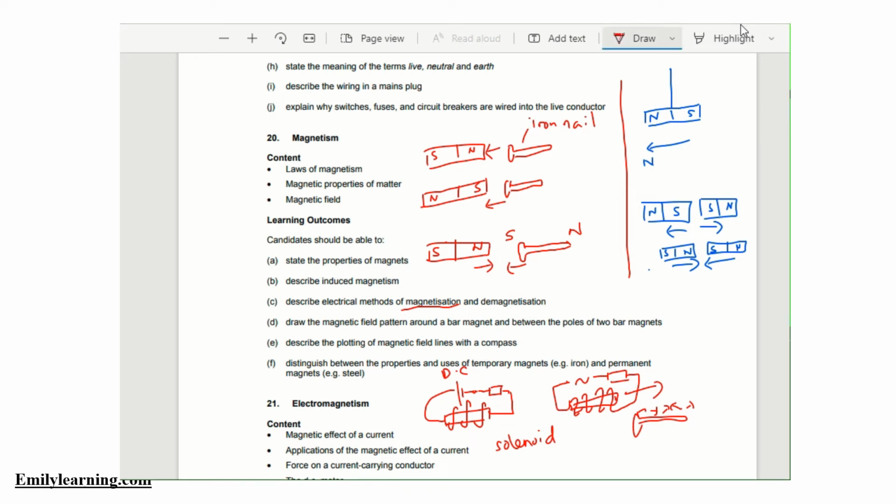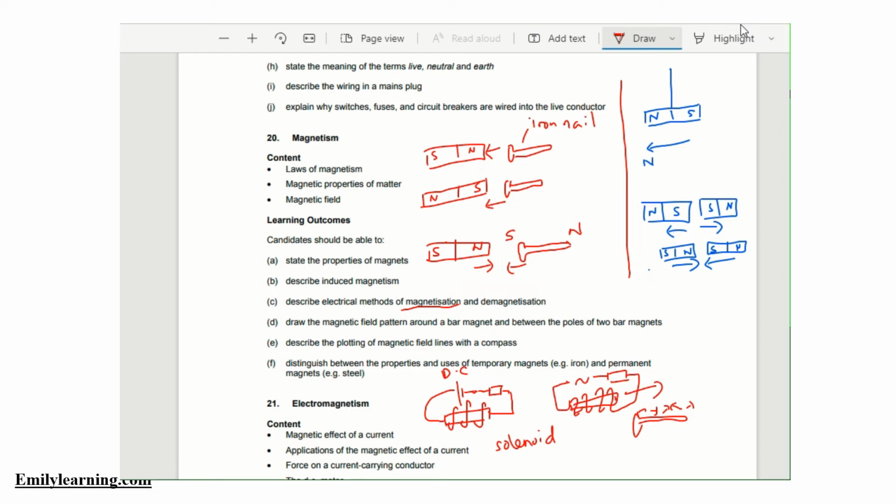So remember, this diagram here is to magnetize a magnetic material. You use a DC supply, then place the magnetic material in the solenoid. If you want to demagnetize a magnet, what you do is to place the magnet into a solenoid connected to an AC supply and slowly remove the magnet from the solenoid.